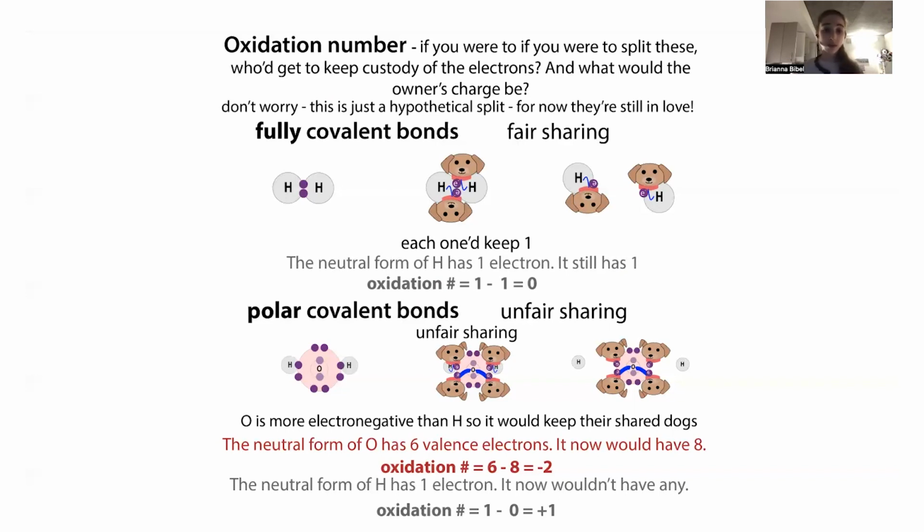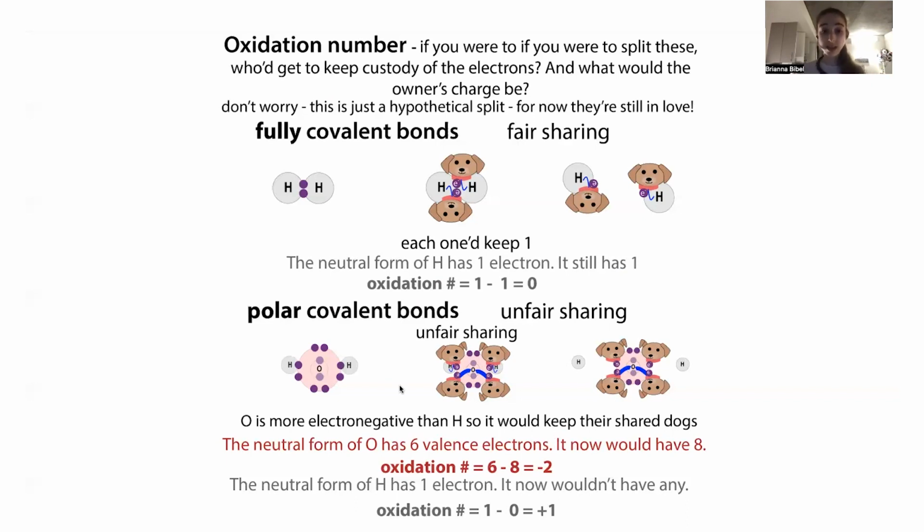The electrons here are going to be wanting to go with the oxygen. If we take the neutral form of oxygen, it has 6 valence electrons: 2 in the inner shell, 6 in the outer shell. If you were to split them up like this, how many electrons would it have? It would have 8. 6 minus 8 is -2, so it has an oxidation number of -2.